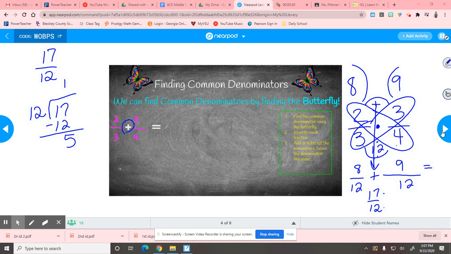Don't steal my thunder. We leave the denominator the same, and our denominator is 12. So now the 5, your remainder, becomes your numerator. We did this the exact same way in fifth grade. Exact same way.